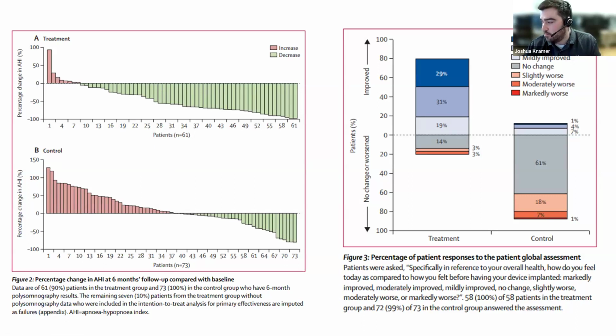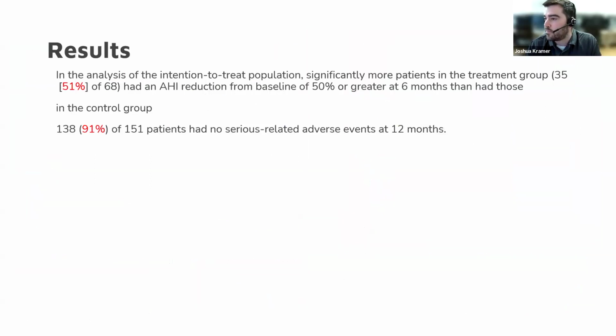On the right-hand side is that patient global assessment. They were saying, as far as their quality of life, has there been an overall improvement in their life? And that dotted line is basically saying anything below that line means there was either no change or their life has gotten worse from this. In the treatment group, you can see that the vast majority of people are at least saying that there have been some positive aspects in their global assessment of life since this procedure, where most of the patients in the non-treatment group were saying that there's been no change or even worse change after the procedure.